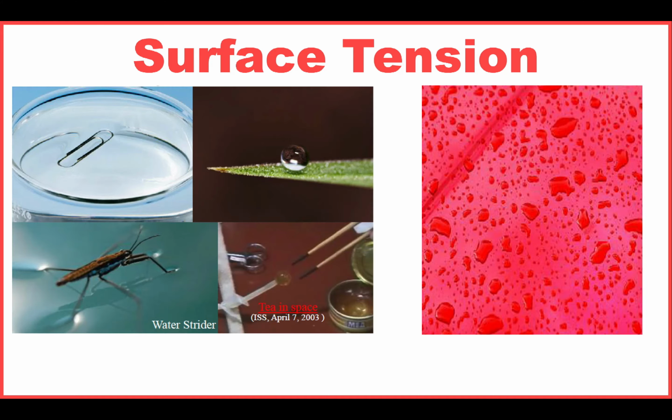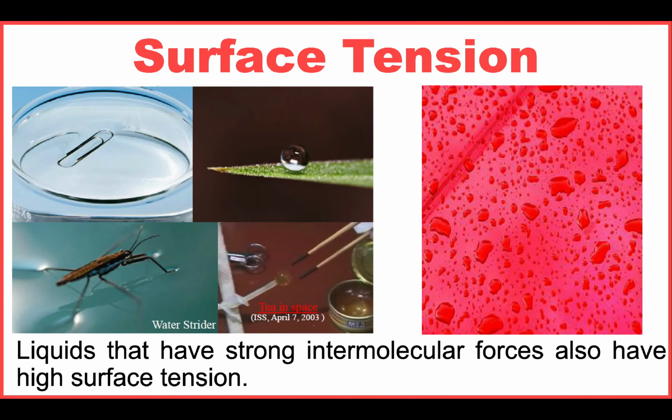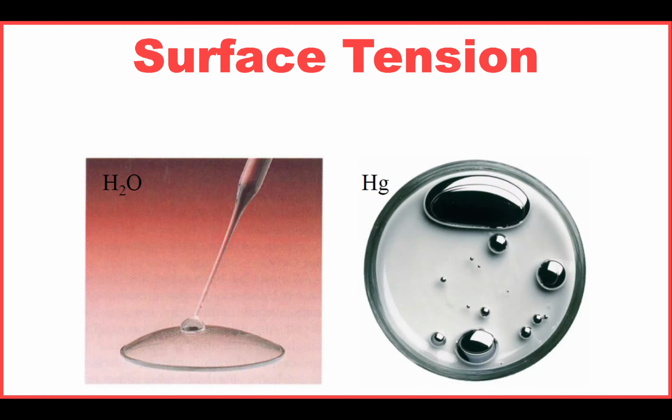You have to remember that liquids that have strong IMF also have high surface tension, like water. So that's one of the relationships between the IMF and the property of a liquid. High IMF, high surface tension. Water has high surface tension as a result of hydrogen bonds. This figure is what we call beading. Beading happens when a polar substance is placed on a non-polar substance.